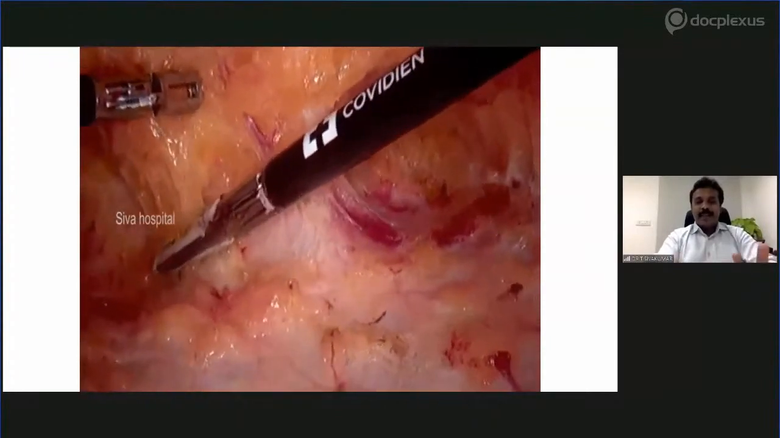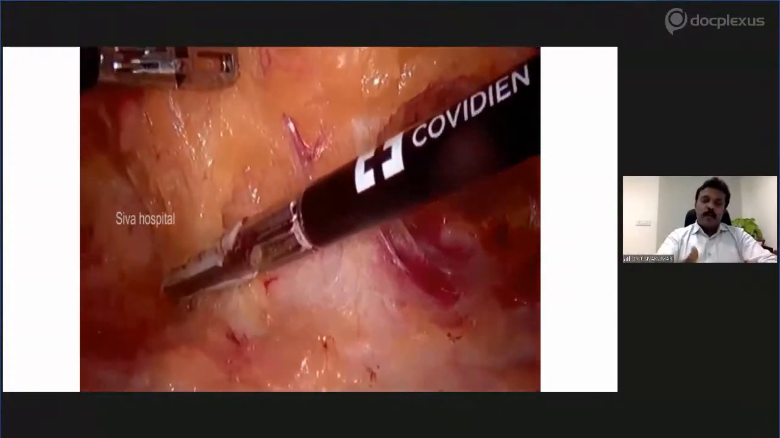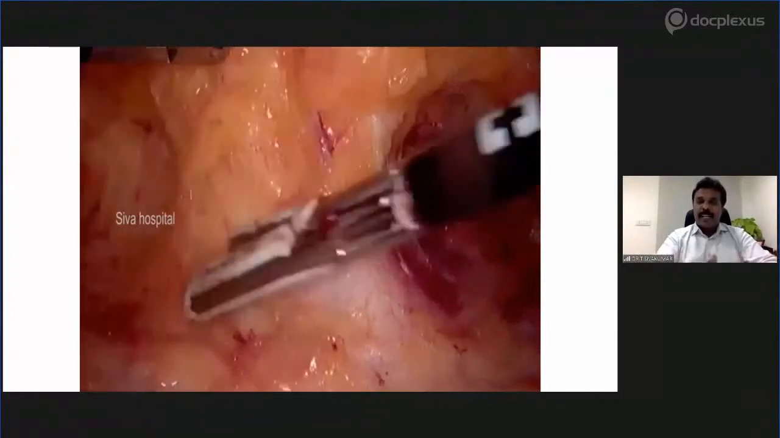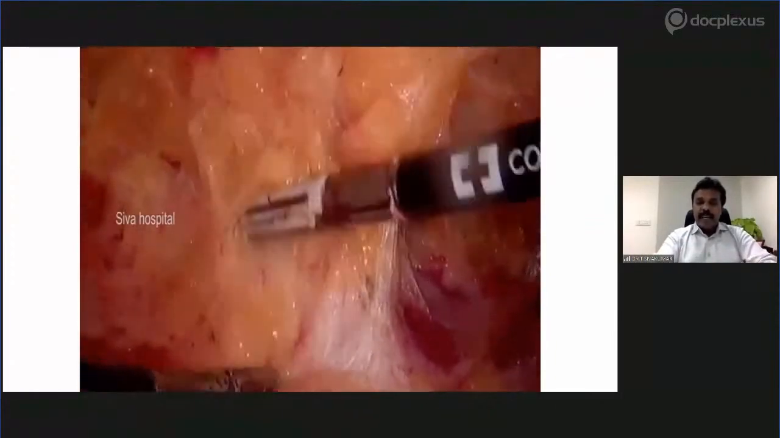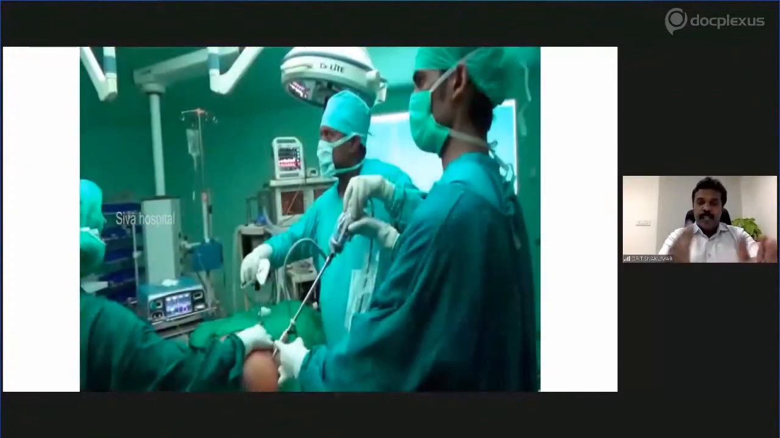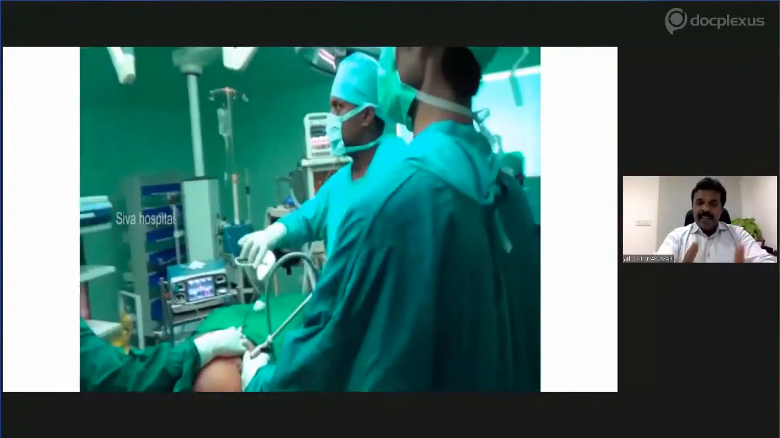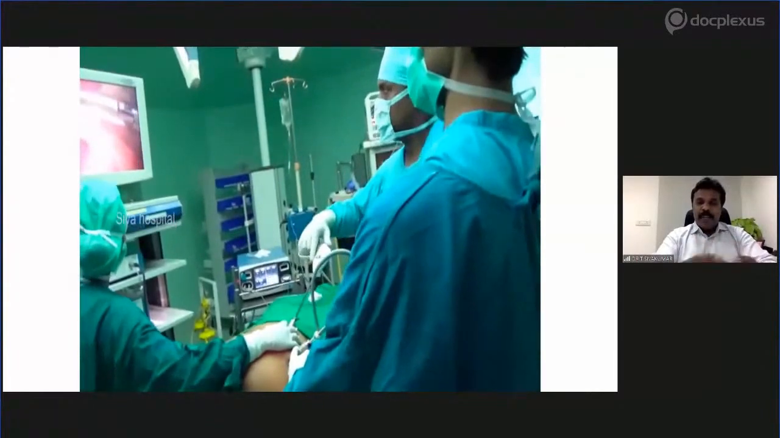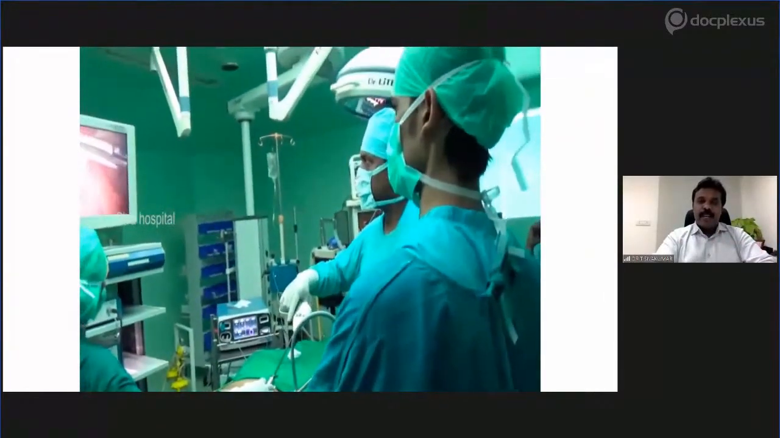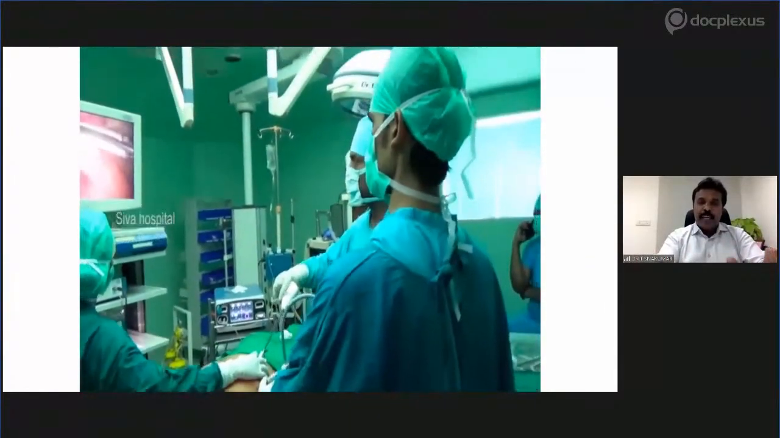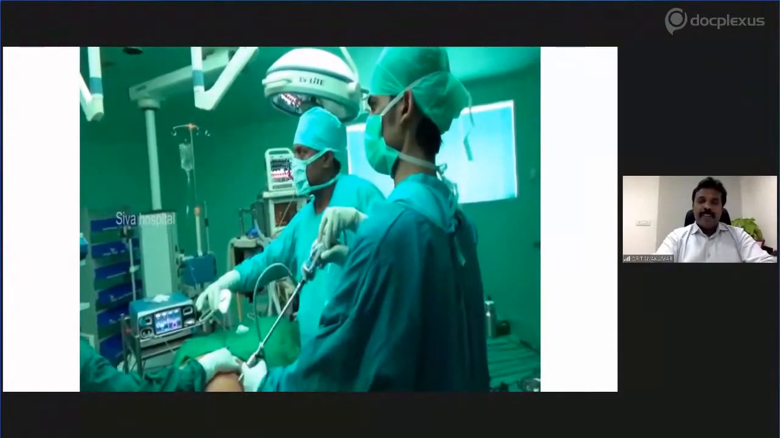In the first case I had fear, but now I use hook or bipolar scissor, whatever is available. Now I have created a plane, you can see in the subcutaneous plane, the umbilical tube is coming, that is the hernial sac. This is the plane, how I'm working.